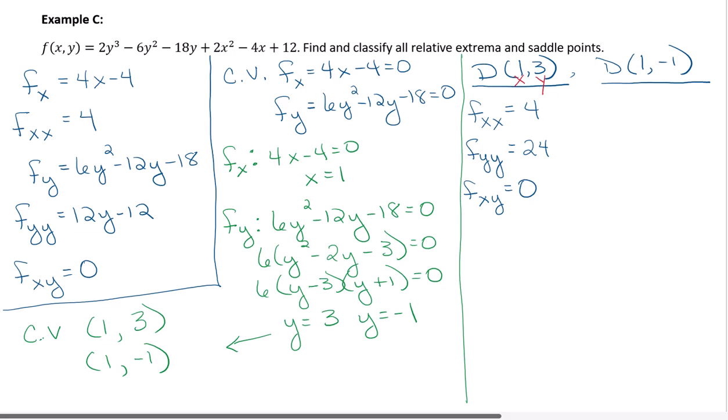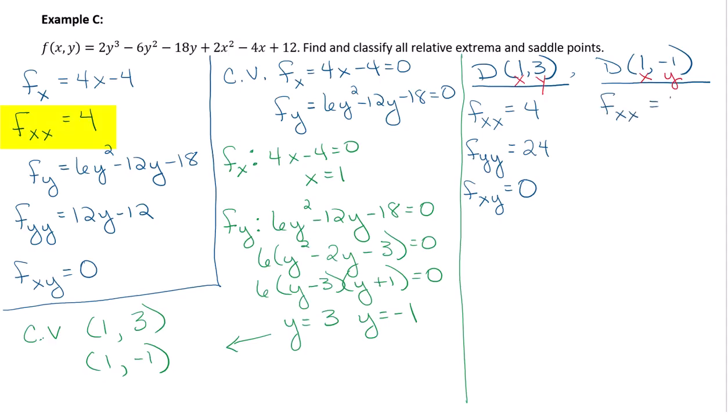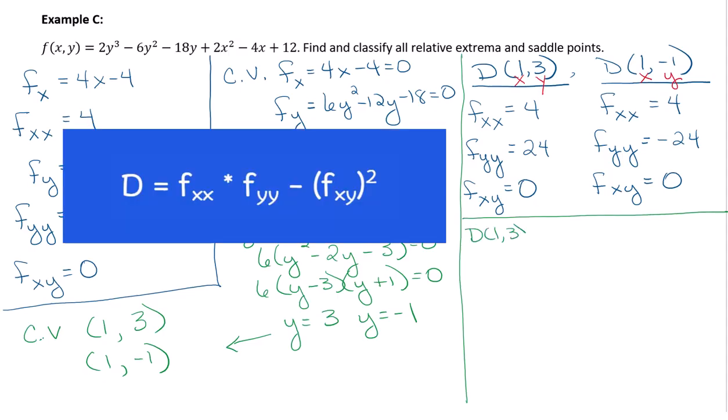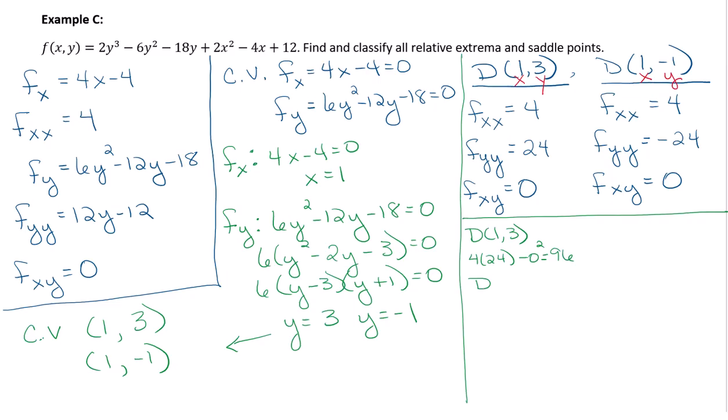Now we'll do the same over here, except x is 1 and y is negative 1. The x and x stays the same at 4. But y and y will give us a negative 24. And the mixed will remain 0. So now let's find each of those d values by plugging into our formula. So d with respect to 1 and 3, we will get 4 times 24 minus 0 squared, which will give us a 96. So here we see that d is greater than 0.